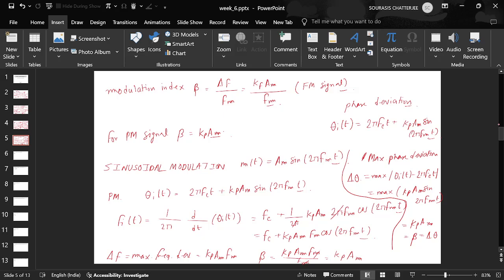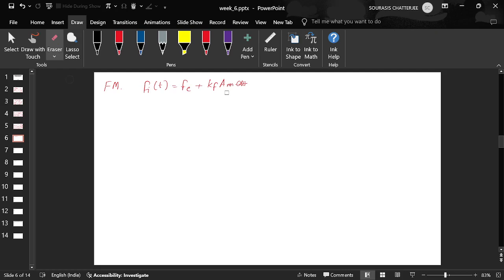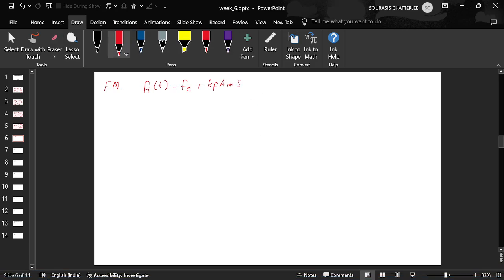On a similar note, when you talk about frequency modulation, basically your instantaneous frequency is being modulated, so fi(t) is equal to fc plus kf m(t), where we are talking about sinusoidal modulation, so m(t) is equal to Am, sorry, sine, we are talking about the sine, so you have kf times Am sine 2 pi fm t.